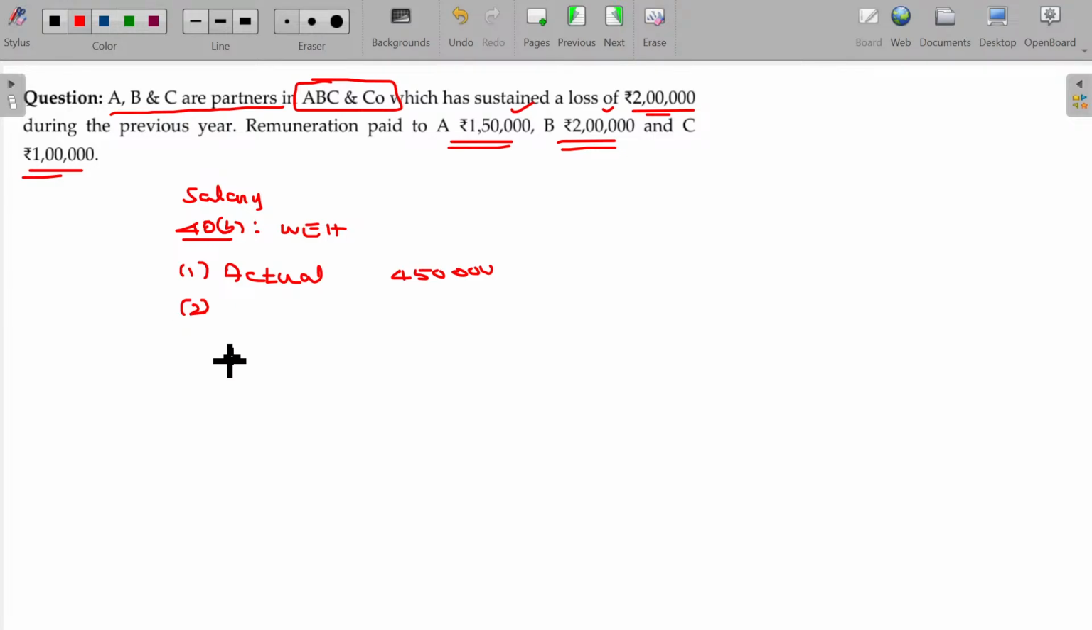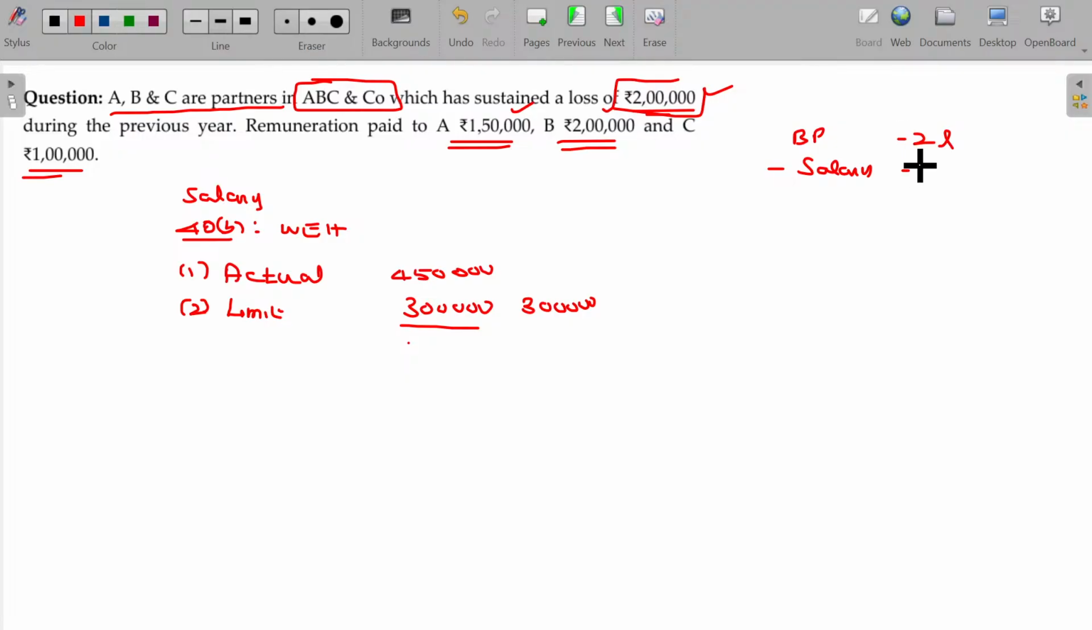Second one being the limit. As the value is a loss, the limit being 3 lakhs. So 3 lakhs can be subtracted. We assume this will be the book profit, loss of 2 lakhs. Salary is subtracted from here, 3 lakhs. Ultimate loss being 5 lakhs.